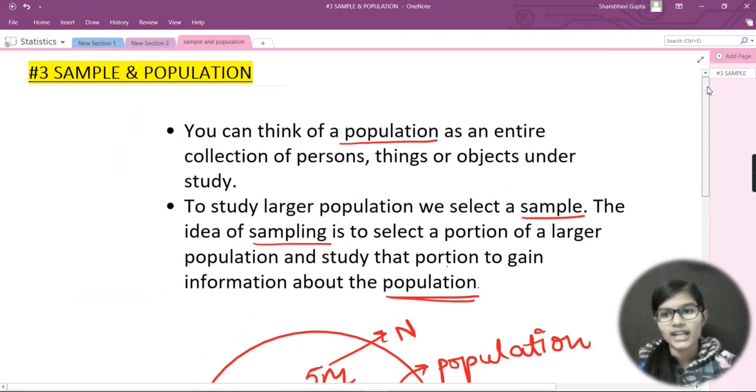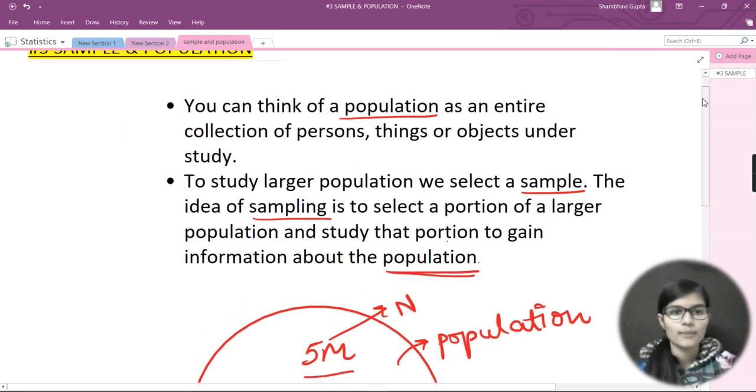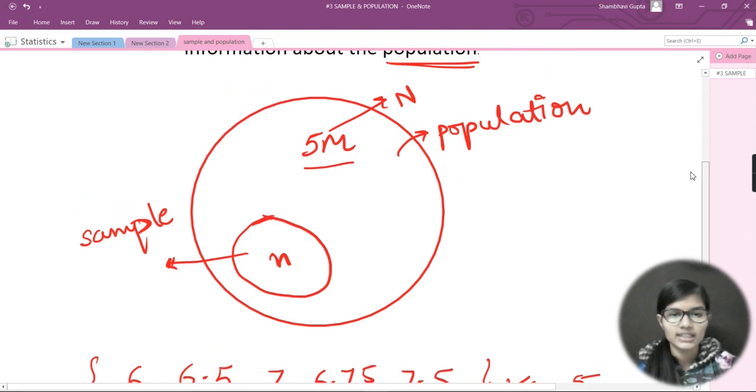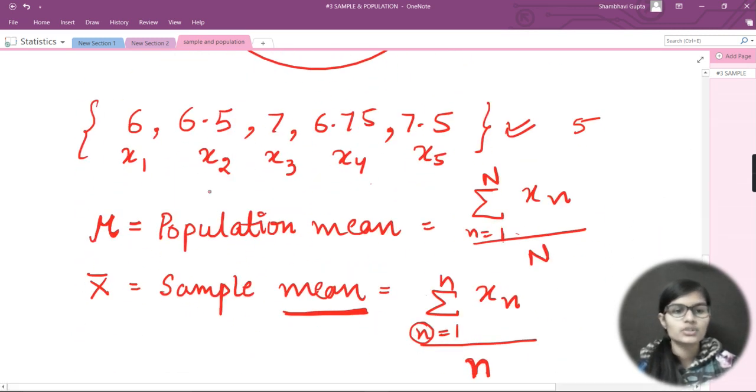So in this video I discussed the definitions of sample and population. Then I gave a little example of how we do this. And then I introduced you to the population mean and sample mean. I hope all these things are clear to you, and if you face any doubts you can comment in the comment box or replay this video and watch everything.